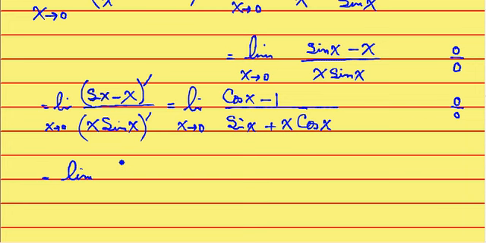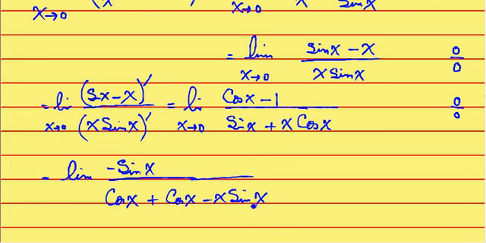Derivative of cosine of x is minus sine of x. Derivative of minus 1 is 0, derivative of sine is cosine. Derivative of x cosine of x: derivative of x is 1 times cosine, which is just cosine of x, plus derivative of cosine times x, which is minus x sine of x. Here x is still going towards 0.